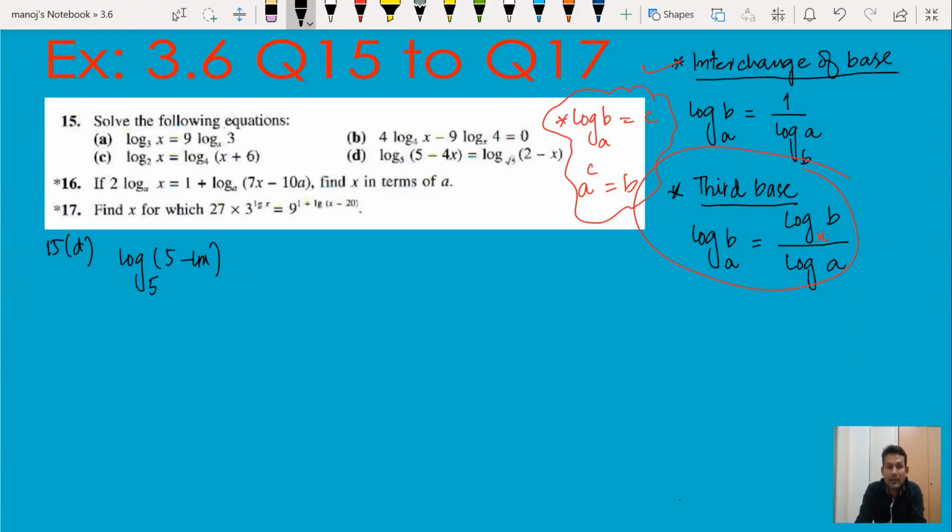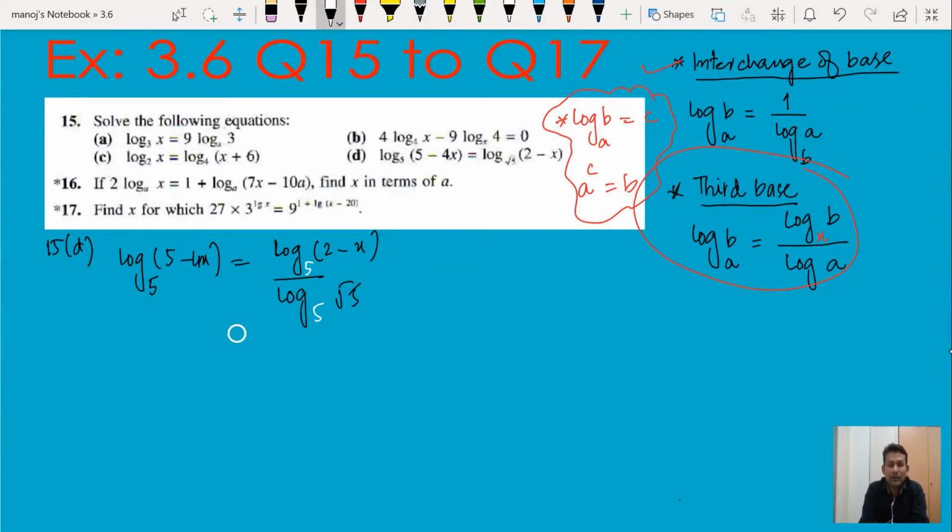Like here, if I make this 5 as a base, we are not doing an interchange of base. We are doing the third. We need the third base. The third base is log 5. Like here, I have discussed with you, right? Log 2 times. Here you have to write 2 minus x, and here you have to write under root 5. The third base is 5 and 5.